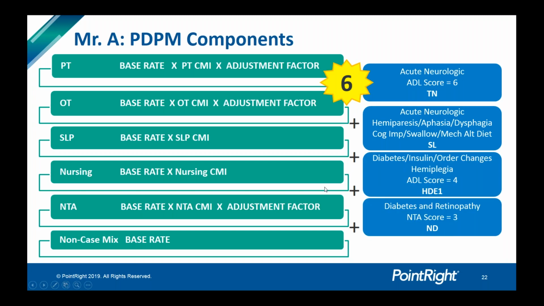Now for the nursing and non-therapy ancillary components, his diabetes and his retinopathy and his order changes, and the hemiplegia, put him in a special care high level, and his ADL score of 4 makes him an HDE1. And of course, the non-therapy ancillary score, he's got the diabetes and the retinopathy, so that gives him a score of 3, gives him an ND. So tons of moving parts, but our main focus here is where the ADLs fit in, the PT/OT component and the nursing component.